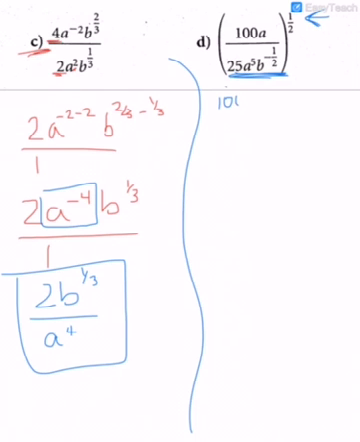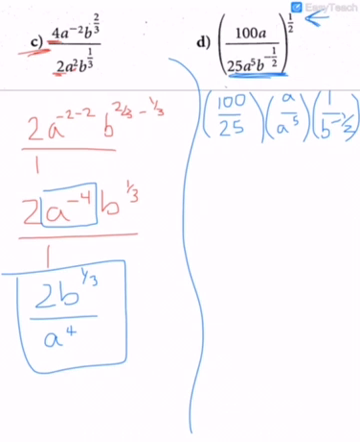We're going to start by breaking these up separately. So 100 divided by 25 is one piece. The a divided by a to the power of 5 is another piece. And then there's no b on top, so I'm just going to put a 1, and then b to the power of negative 1/2 on the bottom. Okay.